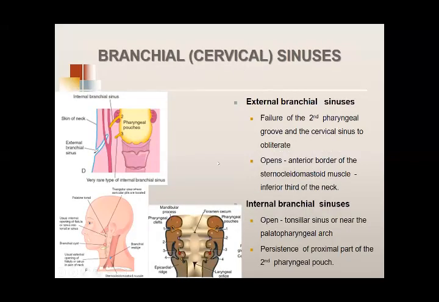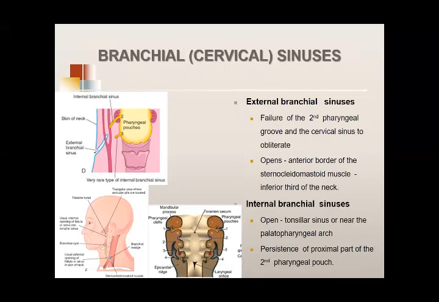Branchial sinus, या इसको cervical sinus भी कहते हैं. बेटा, मैं ये normally आपको इस बारे में question आता है actually. So you have to know them, like it or not, but yes, you have to know them. Okay.